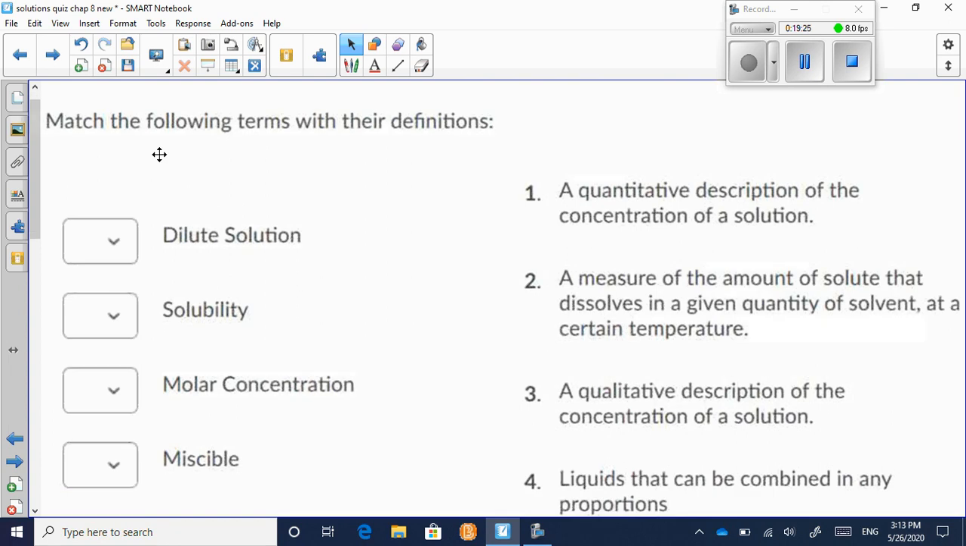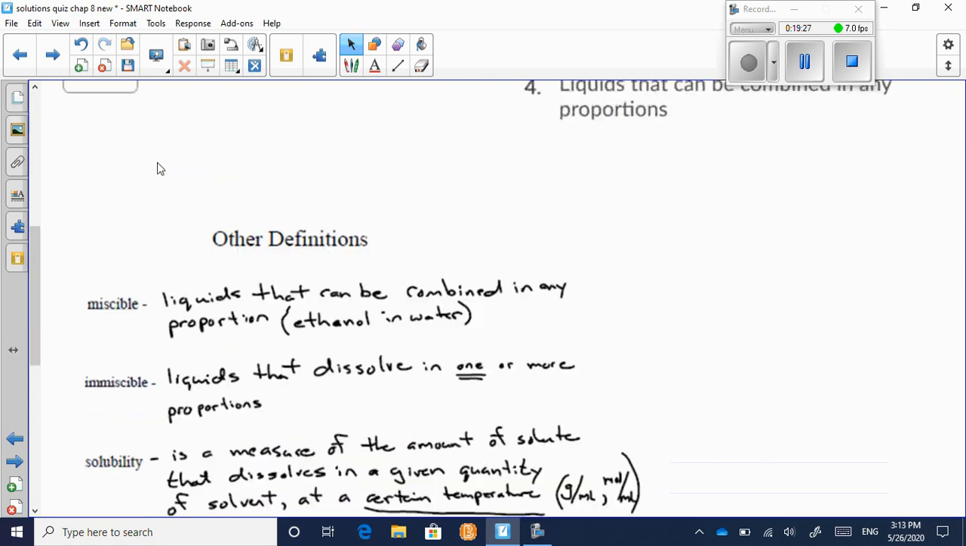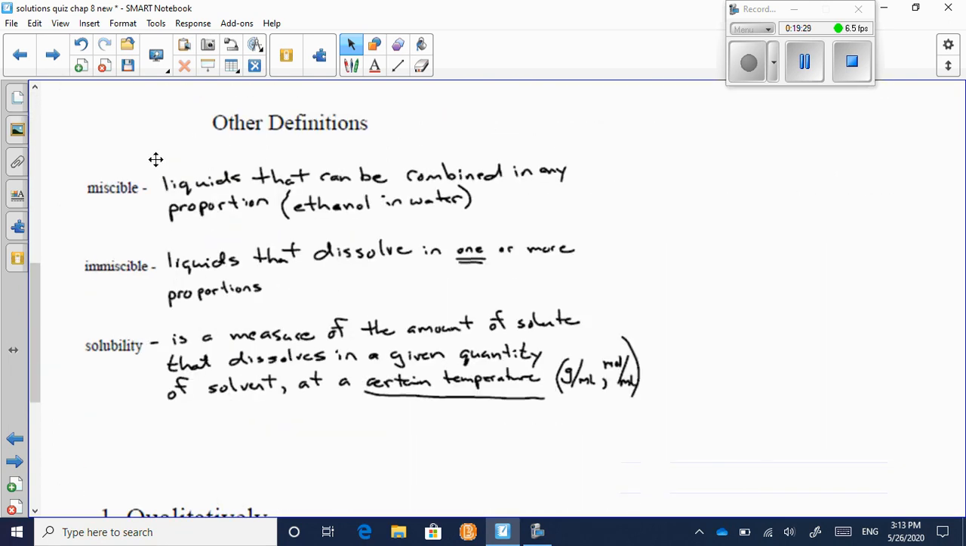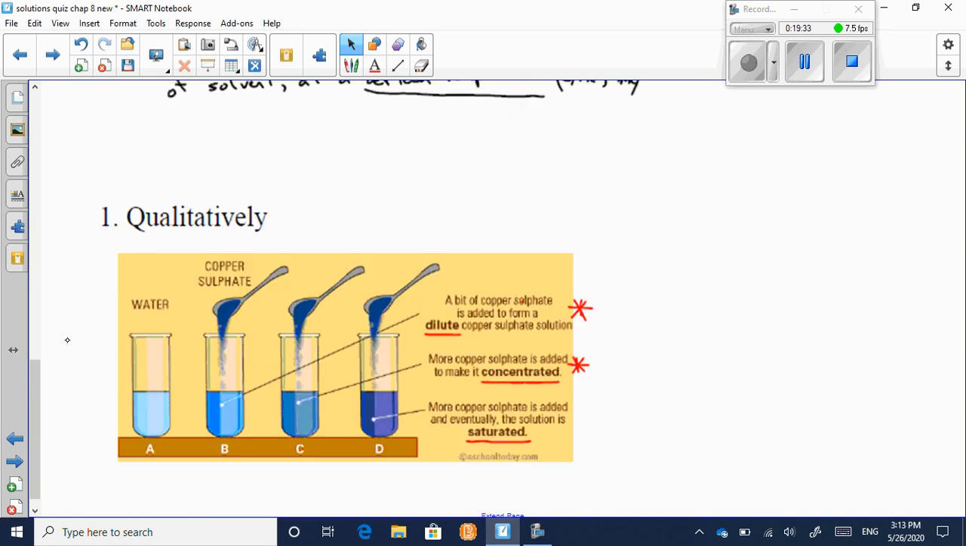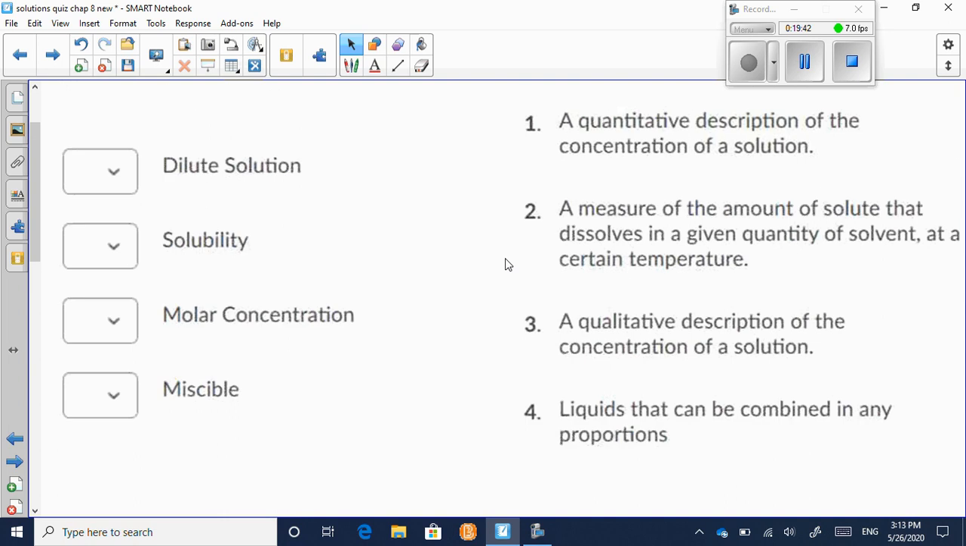Okay, this one was matching definitions. I showed you here, we had miscible here, we had solubility here. Later on, we put in the definition for dilute. So here we go. A liquid that can be combined in any proportion is miscible.